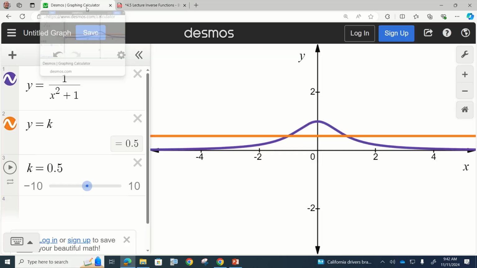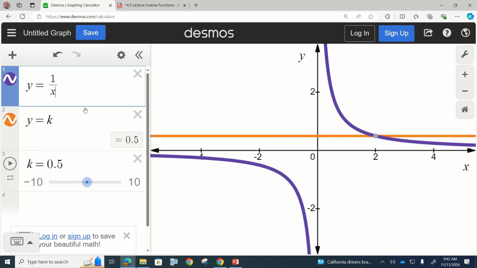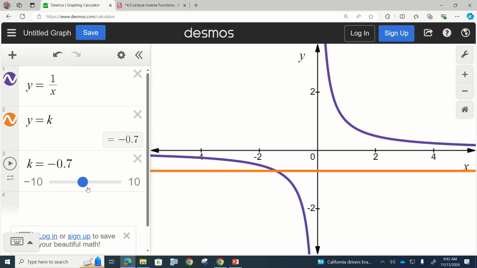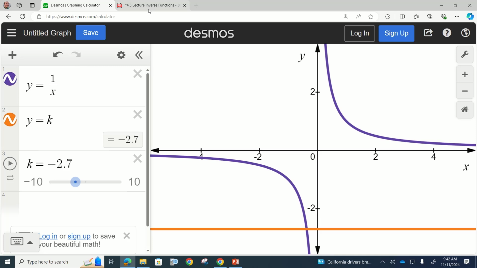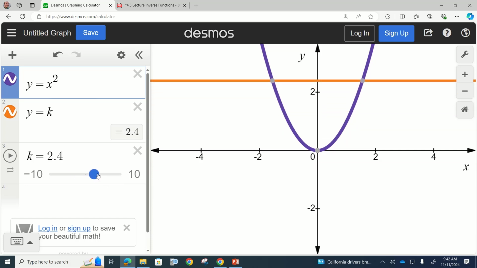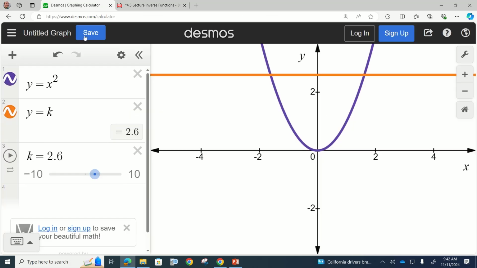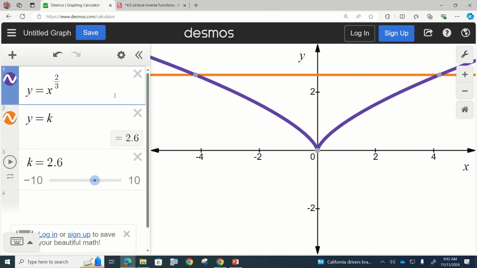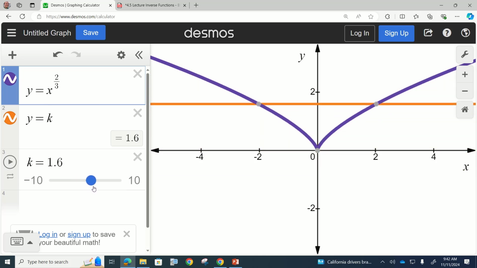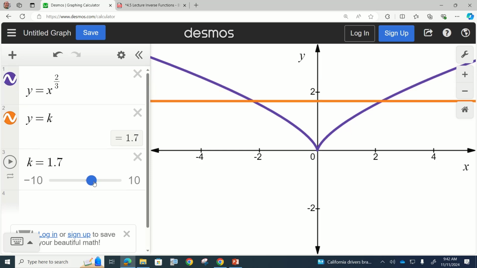What else do I have? Is that a one-to-one function? Yes. Any horizontal line only passes through this function one time. It's not one-to-one. What about this one? No, it's not one-to-one.